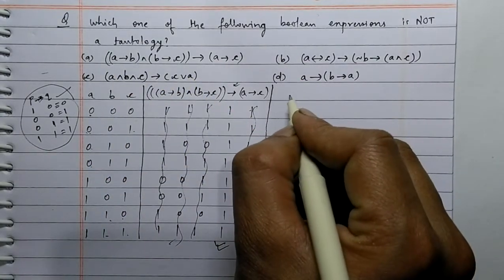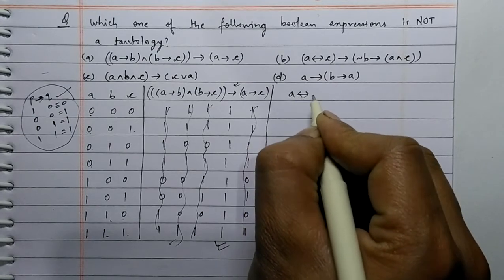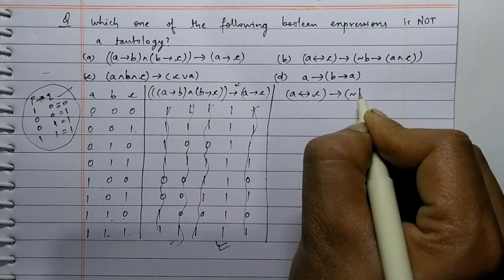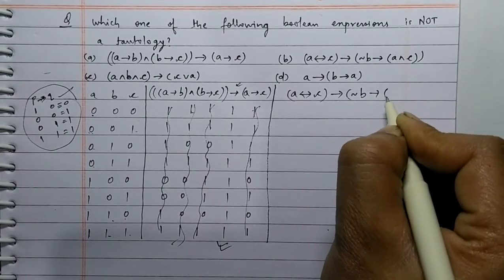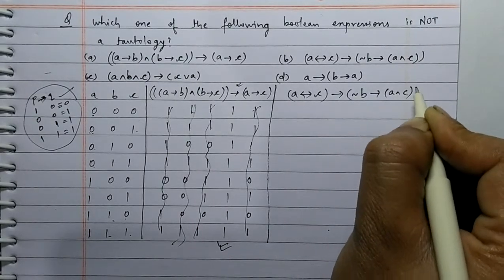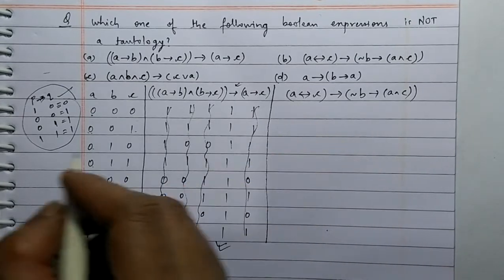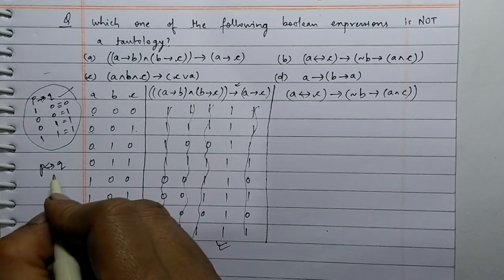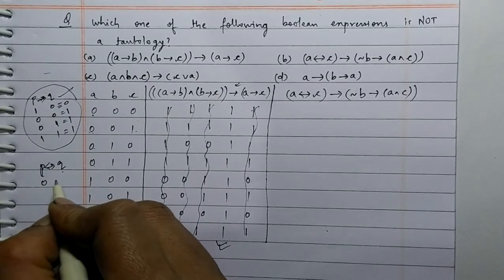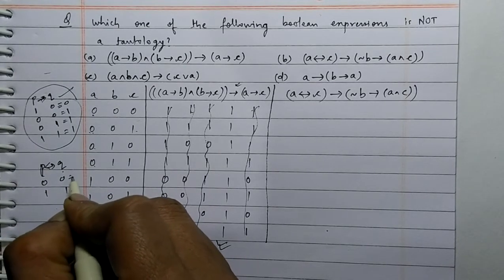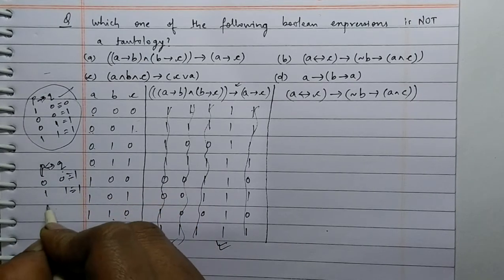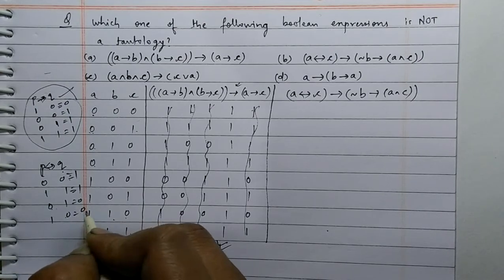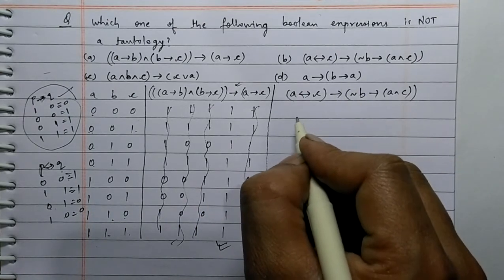Let's check with option B. A bi-implies C, whole implies not B, implies A and C. For A bi-implies C, P bi-implies Q is true when P and Q have the same truth value, 0 0 or 1 1. It is true. When they have different truth values, 0 1 or 1 0, it is false. We will use this concept here.